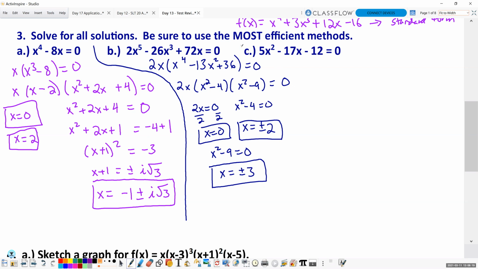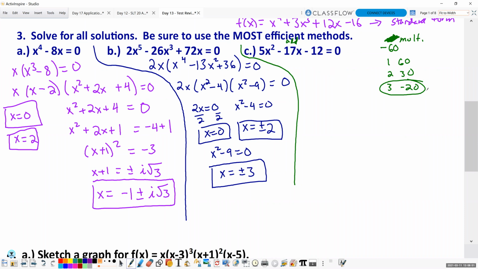Finally, letter C, there's no greatest common factor, and it's a trinomial. So the first thing I'm going to do is multiply 5 times -12, and I get -60. And I think to myself, is there anything that multiplies to -60 that adds to 17? So it's going to take me a minute, but I'm going to think, all right, well, 1 and 60, no. 2 and 30, no. 3 and 20. And the 20 needs to be negative.